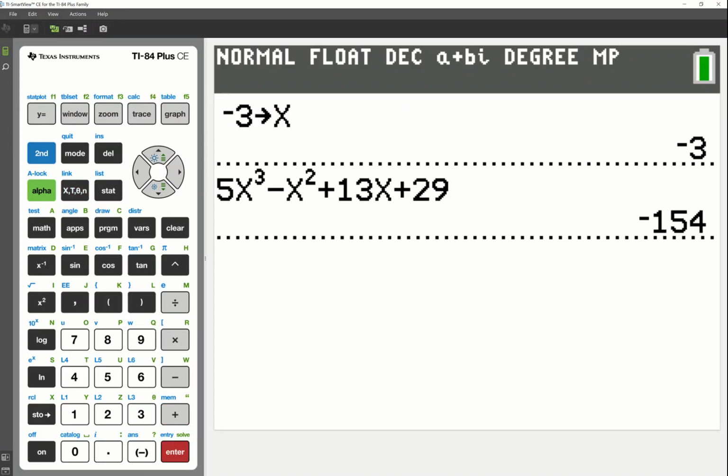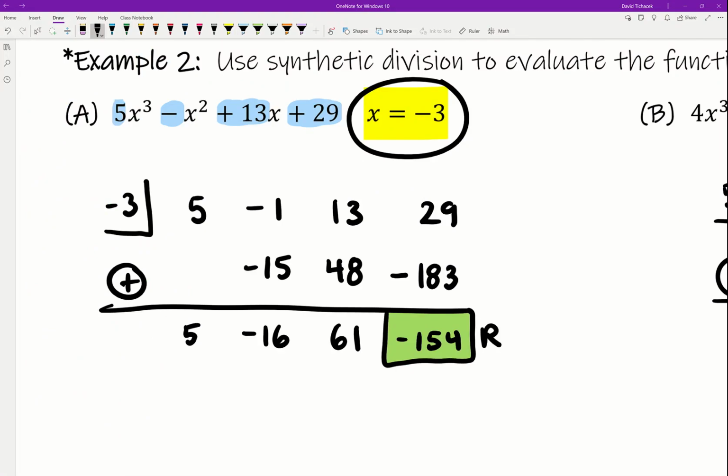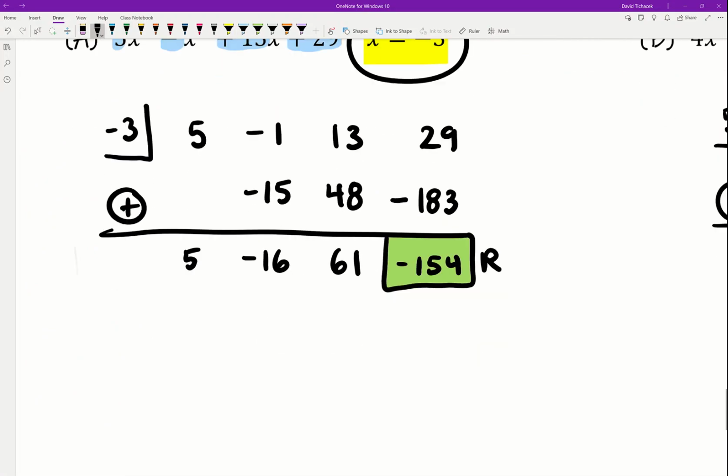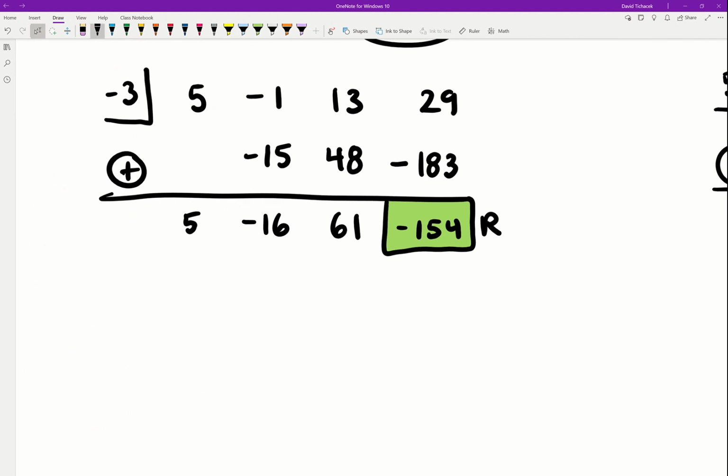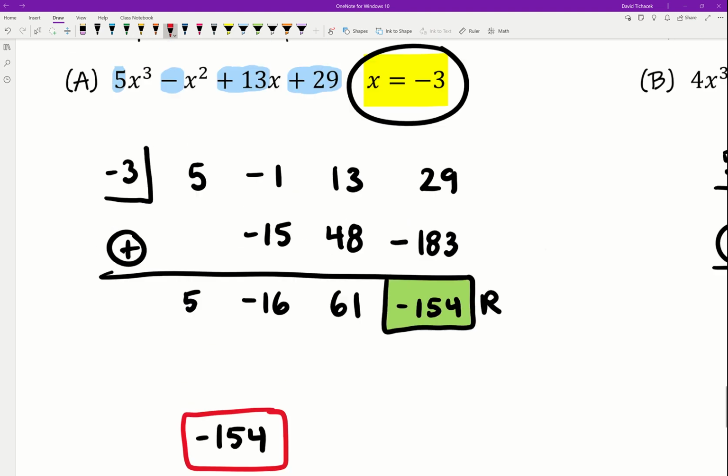And if I press enter, it does give me -154, which is exactly what our remainder is going to be here. So that is going to be the answer to our problem. So -154. And again, the reason that we are having you guys do this in the world of calculators is because it's good practice over synthetic division, and it's also a pretty handy trick, okay? If you don't have access to a calculator immediately, this could be something that you do to really easily figure out what the output of that polynomial function is going to be given that input, okay?